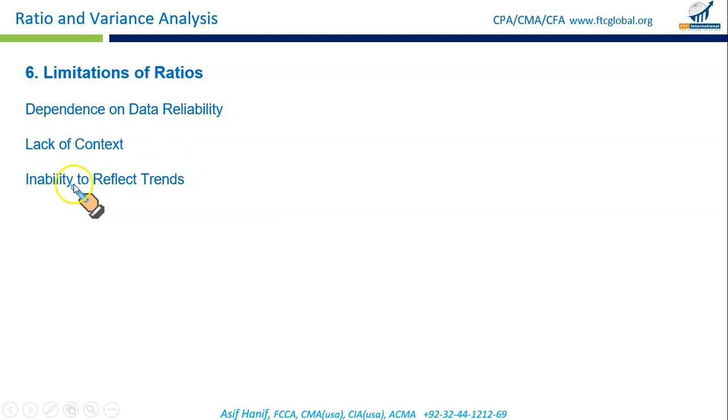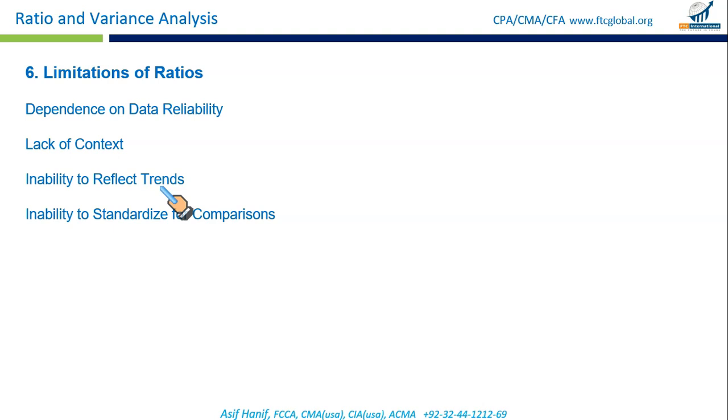Next limitation, inability to reflect trends. Ratios may not reveal changes or trends over time without a deeper analysis, which we normally do in horizontal analysis. So if you want to see whether performance is improving or declining, you need not just 2 years of data. You need several periods of data, which you call horizontal analysis. Just a couple of years or a single year is not enough.